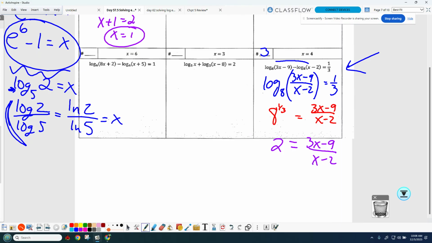Guys are dead silent. What do you think, Gideon? How's it going? It's going good. What do we get as an end answer here? Did you finish this one? Yeah. What'd you get? I got 5. Got 5. I agree.